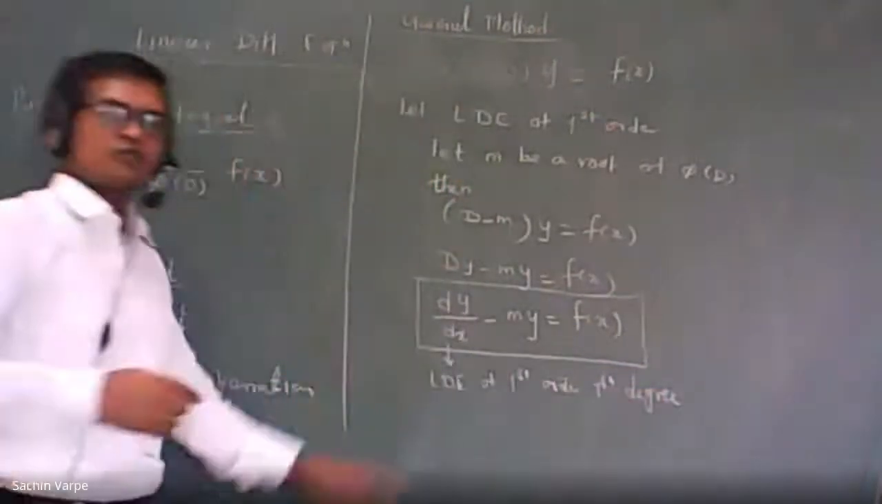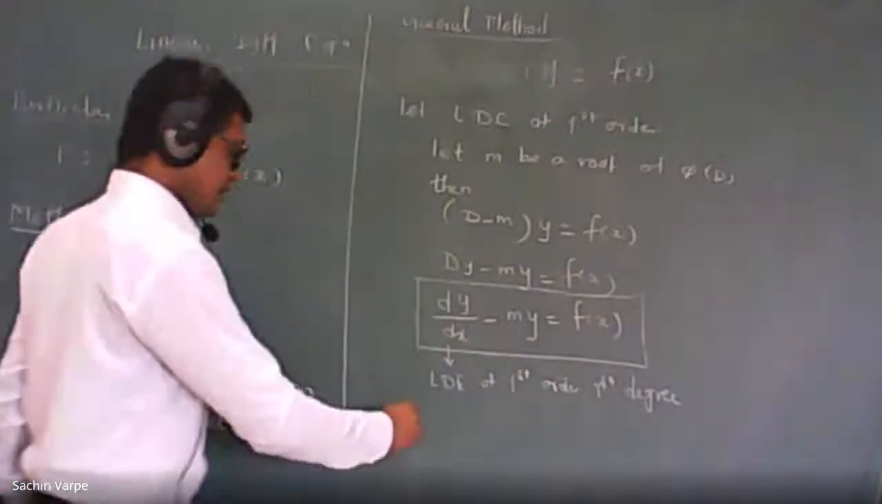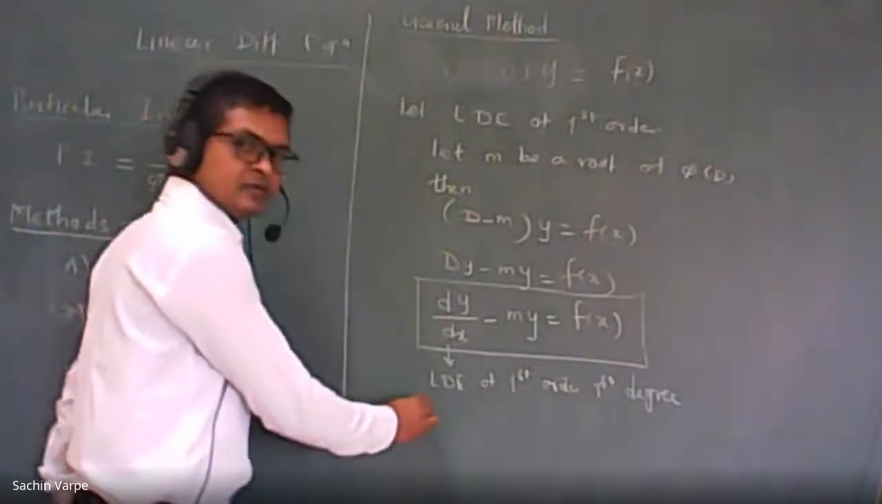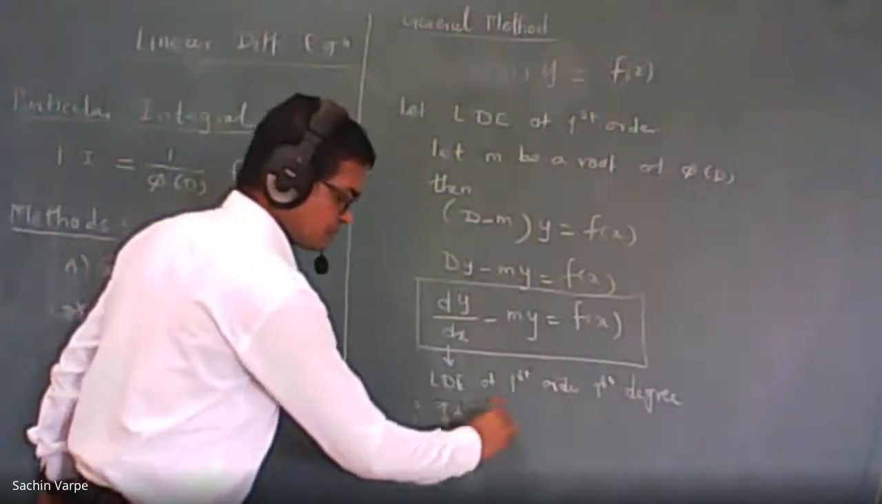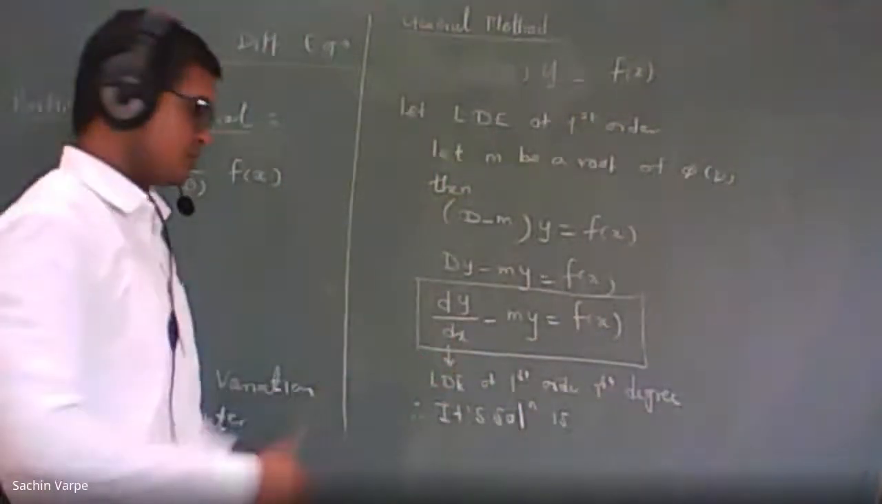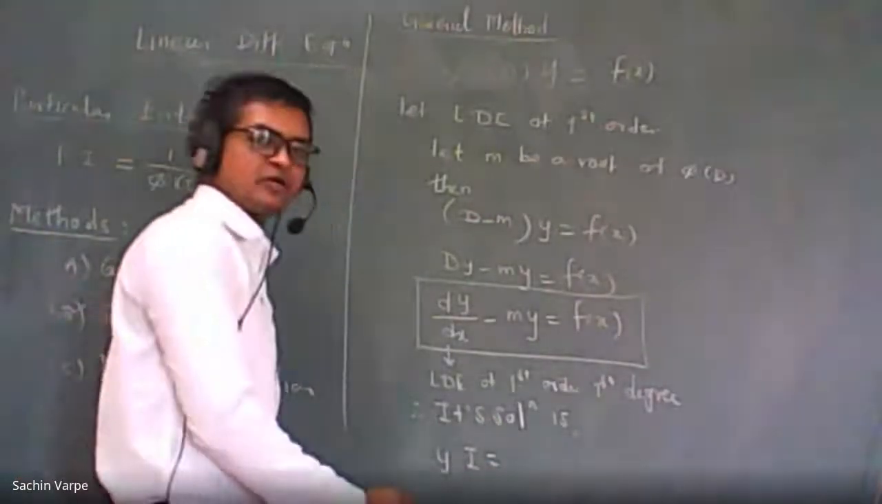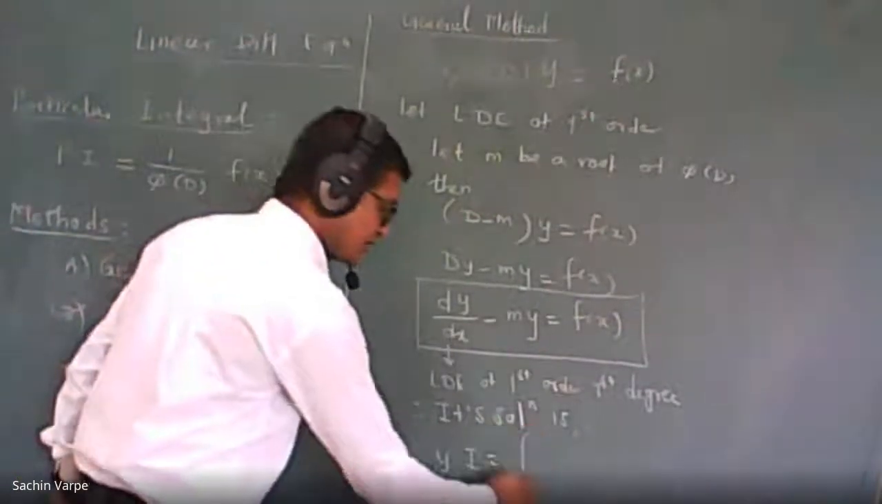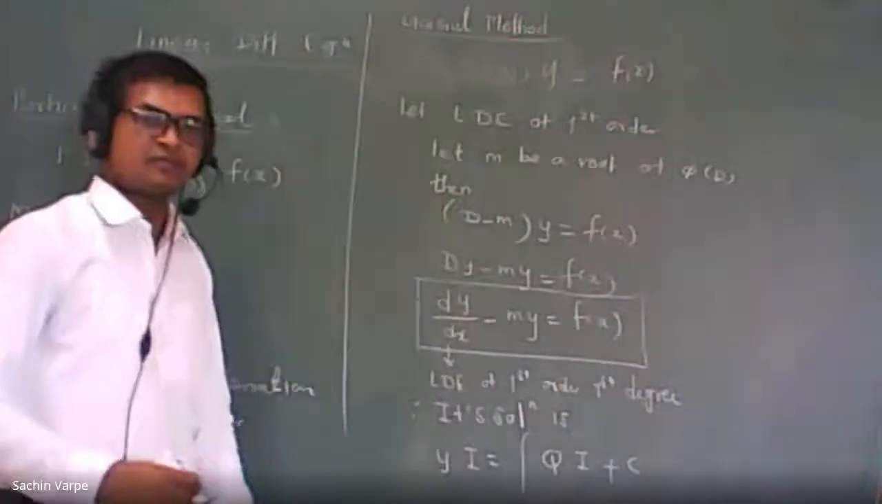So what is the solution of this? We have its standard solution. What is that? Therefore, is it visible? Okay. Therefore, its solution is, what is the solution of this? Exactly, y into integrating factor is equal to integration of q into integrating factor plus constant of integration, right?